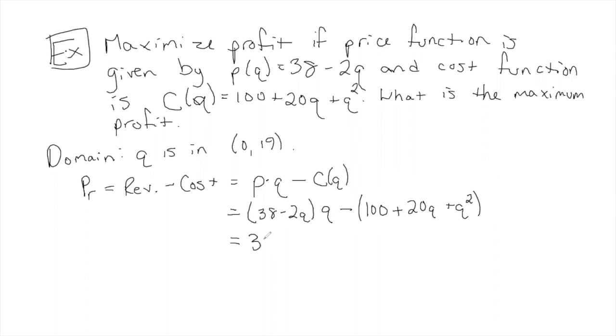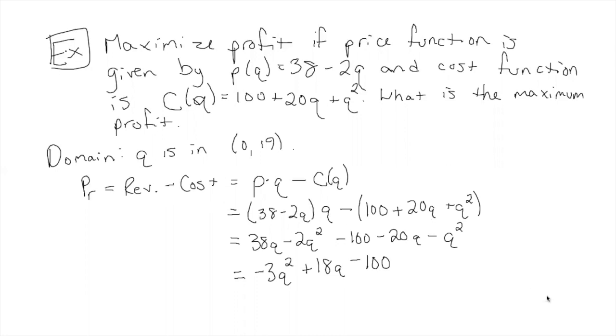All right, so distributing, I get 38Q minus 2Q squared minus 100 minus 20Q minus Q squared. And combining like terms, I get negative 3Q squared plus 18Q minus 100. Great. Here's the function, and I want to maximize it. Great.